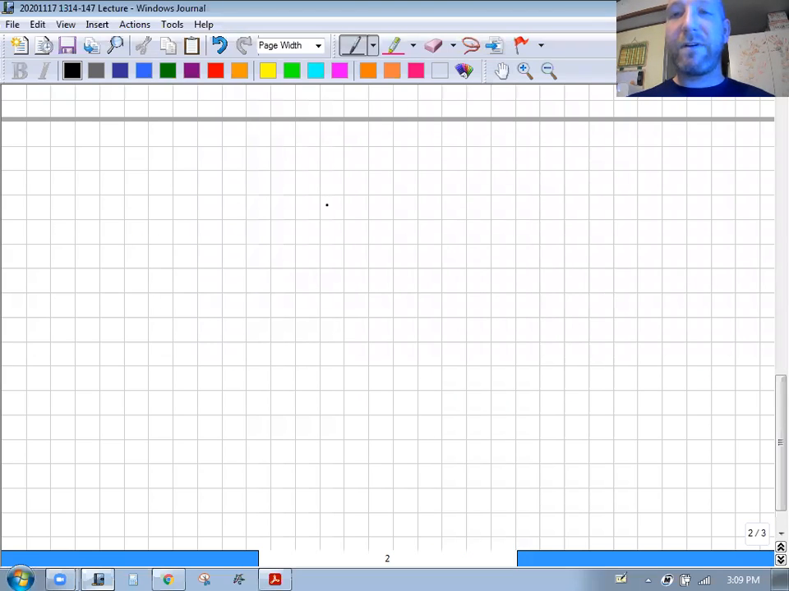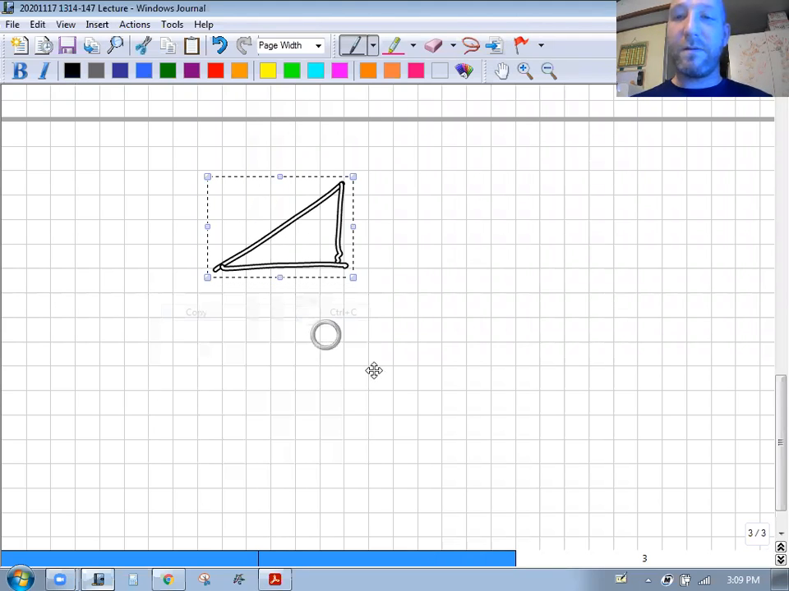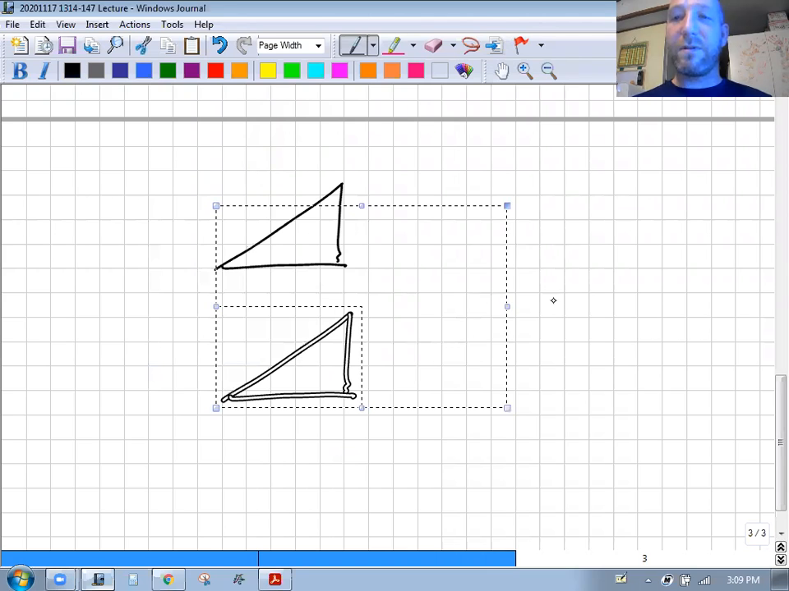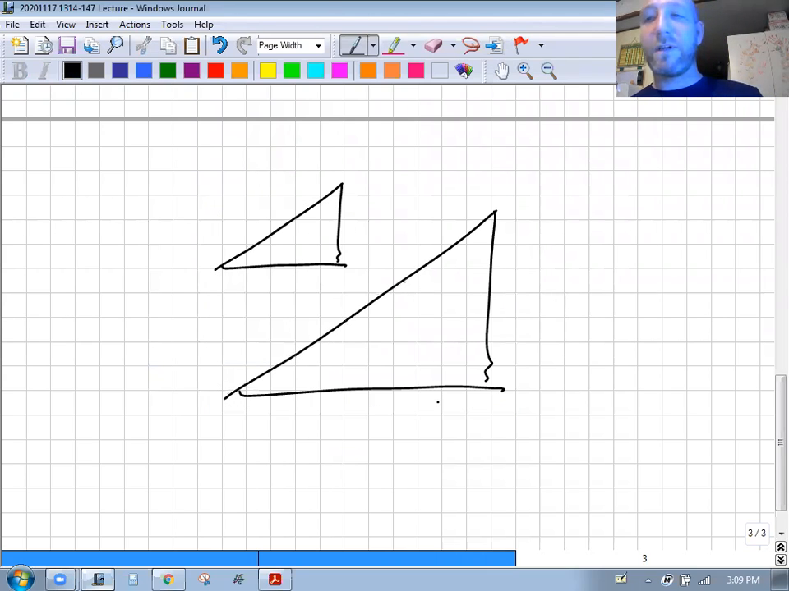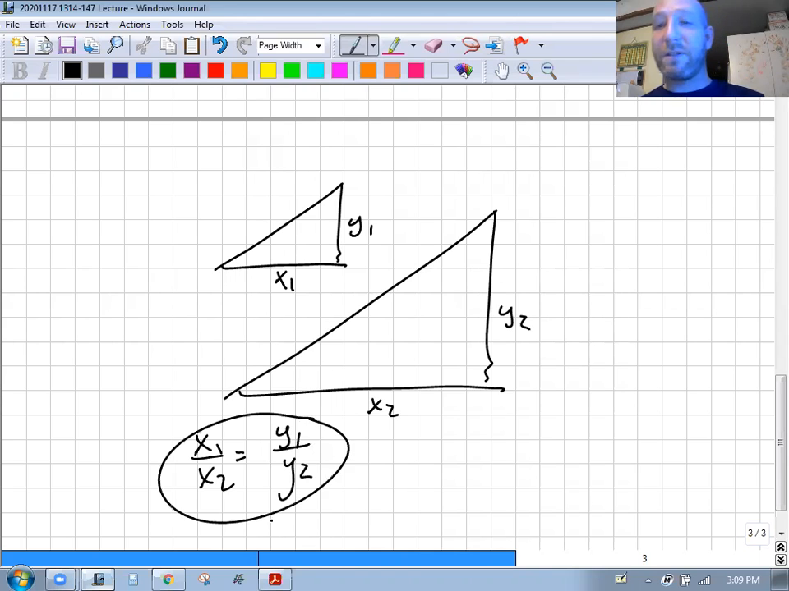Proportions. You might have, if you have similar triangles, right? Say this one and this one. They're the same triangle, right? But one's bigger than the other. So if I call this x1 and this y1 and this x2 and this y2, the ratio of x1 to x2 is going to be the same as the ratio of y1 to y2. So if you know 3 out of 4 of these, you can always solve for the 4th.